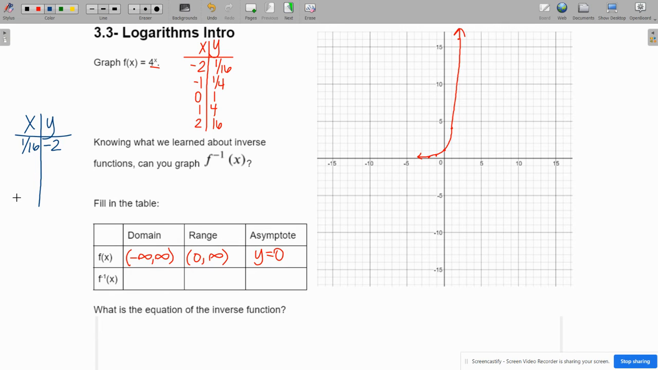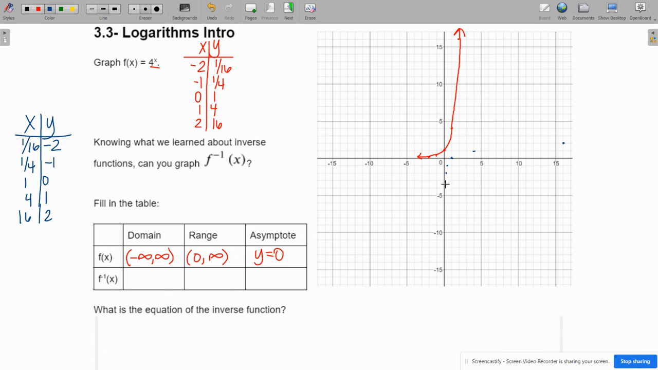So you would instead have the point 1/16, -2. So we could plot that. 1/16 would be right here, and -2 would be here. Then we would also have the point 1/4, -1. So 1/4, -1 would be right here. We would have the point 1, 0, which would be here. We would have the point 4, 1, so going 4 to the right and up 1. And then we would have the point 16, 2. So 16, 2 is going to be all the way over here.